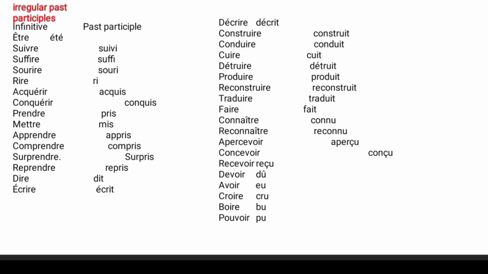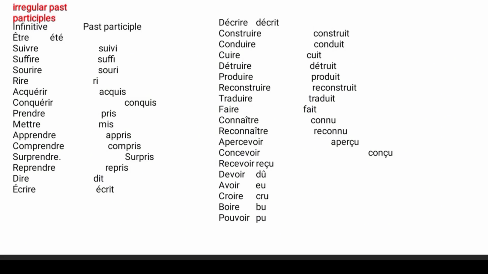Look at être, été; suivre, suivi; suffire, suffi; sourire, souri; rire, ri; acquérir, acquis. You see, acquis, it has changed. Conquérir is conquis, prendre is pris, mettre is mis, apprendre appris, comprendre compris, surprendre surpris, reprendre repris, dire is dit. You see the change now. There is écrire, écrit.